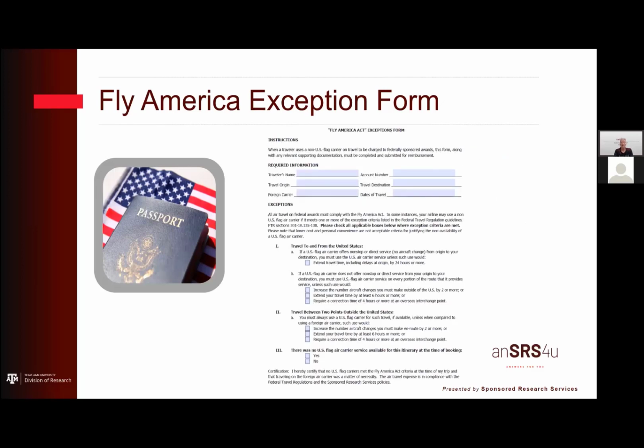There are 3 levels of exceptions that they allow, which is exceptions for travel to and from the U.S., between 2 points outside the U.S., or there was just no U.S. flag carrier available for the itinerary at the time of booking. So there's a lot of reasons for exceptions. And one of the exceptions, of course, is the Open Skies Agreement.